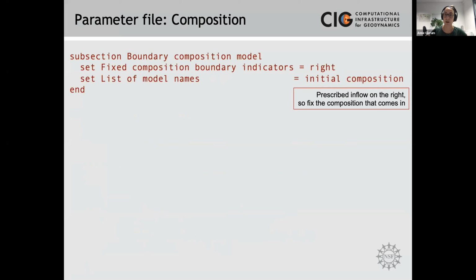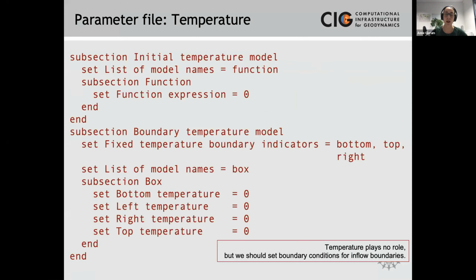Then because we have inflow on the right boundary, we fix the composition to its initial value on the right boundary. And then because temperature plays no role here, we set it to 0 everywhere and, well, fix it on the right boundary where there's inflow.